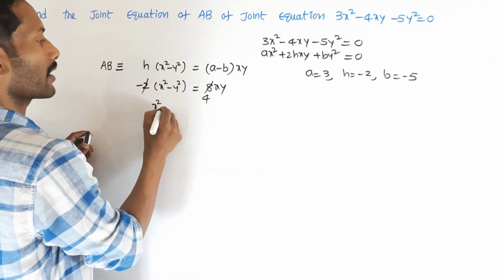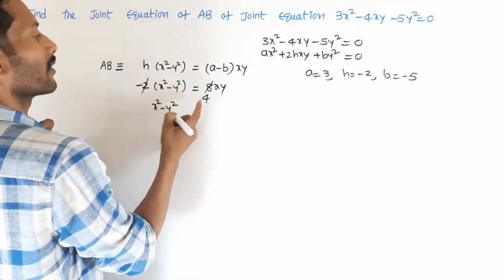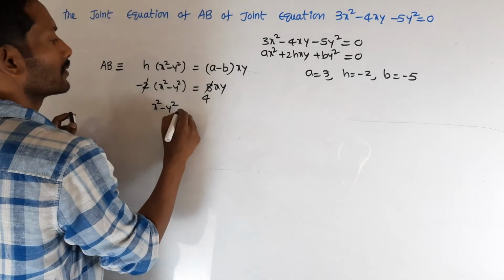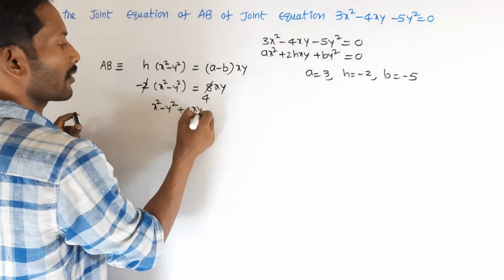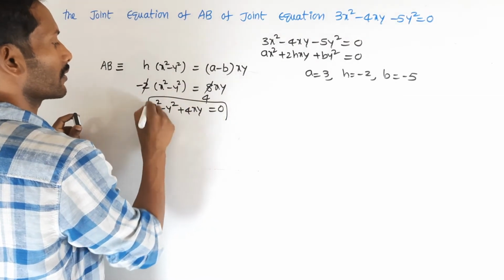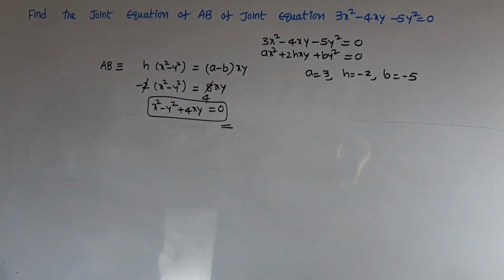So x square minus y square plus 4xy equal to 0. This is the answer. x square minus y square plus 4xy.